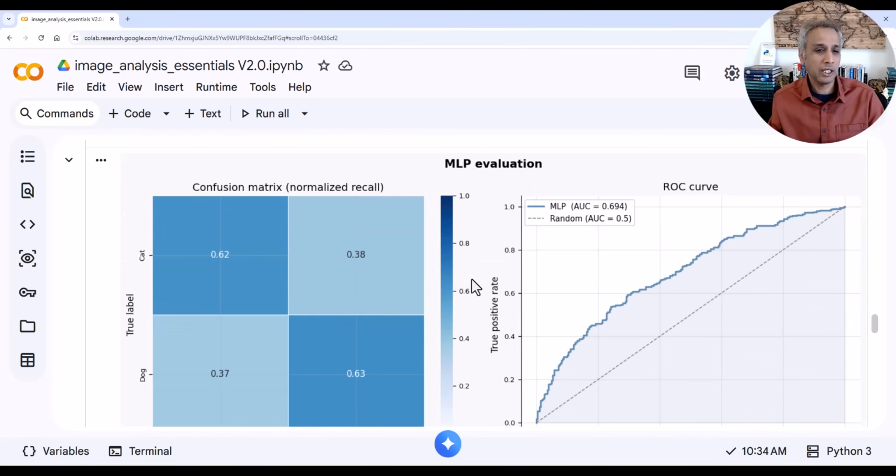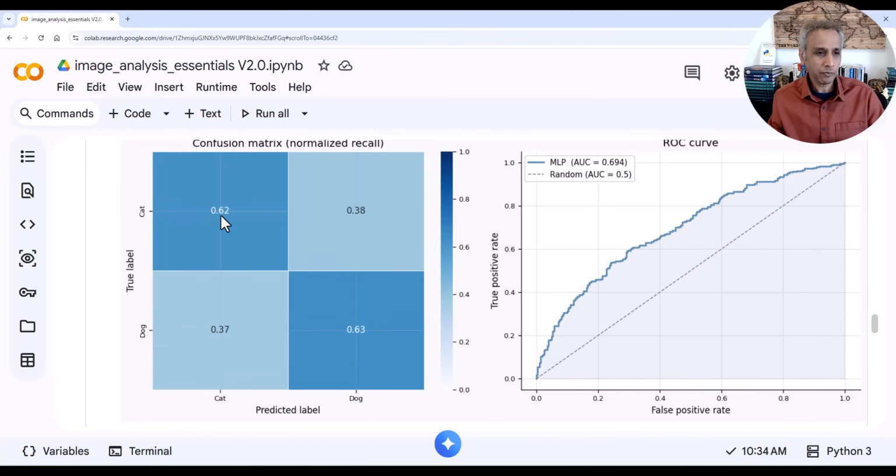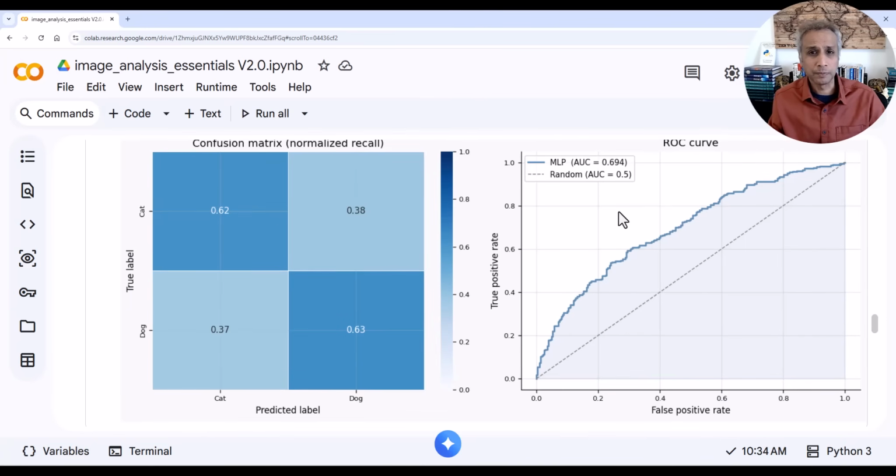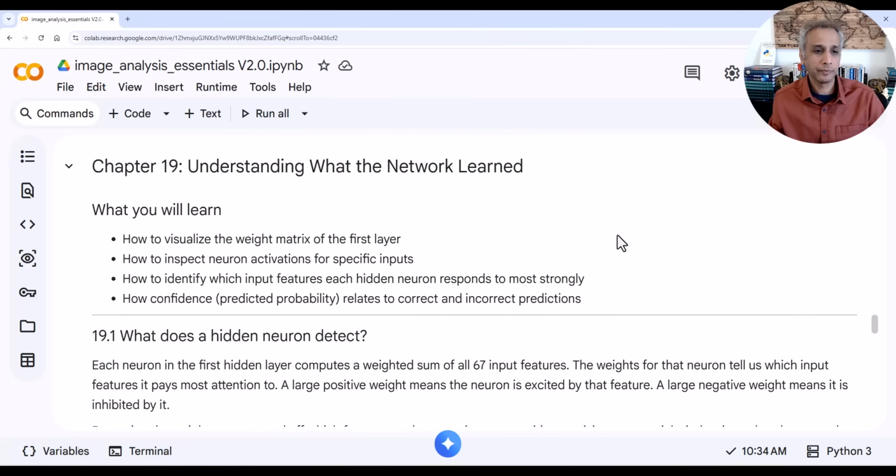And let's also look at the confusion matrix. 62% correctly classified as a cat, 63% correctly as dog, all the other ones are wrong. And we looked at this in the last tutorial, the ROC curve. So this is the curve, and the area under this is 69.4%, let's say. So random is 50%. Now we are getting 69. That's okay. That's not bad, but it's not good for sure.